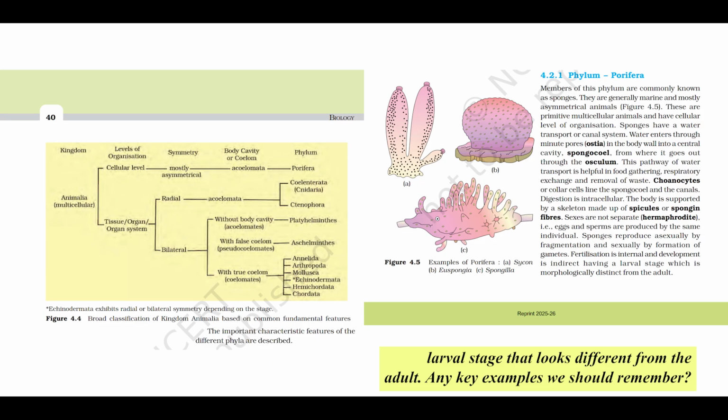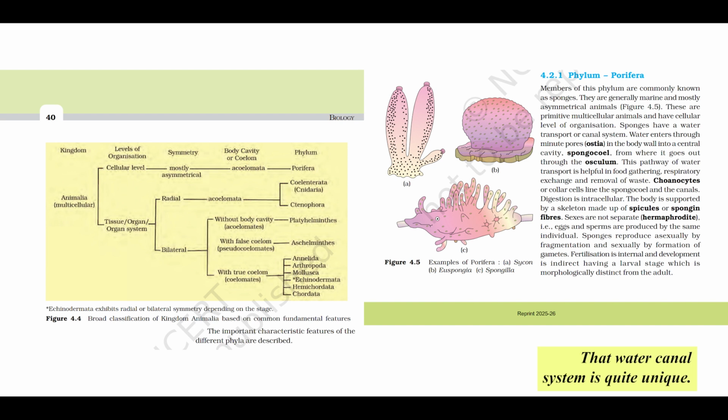Any key examples we should remember? Definitely. Remember Sycon, also called Scypha, Spongilla, this one's important as it's a freshwater sponge, an exception, and Euspongia, the common bath sponge. That water canal system is quite unique.